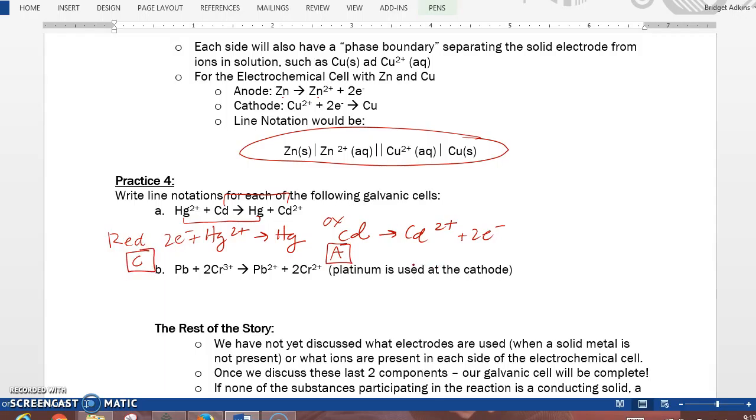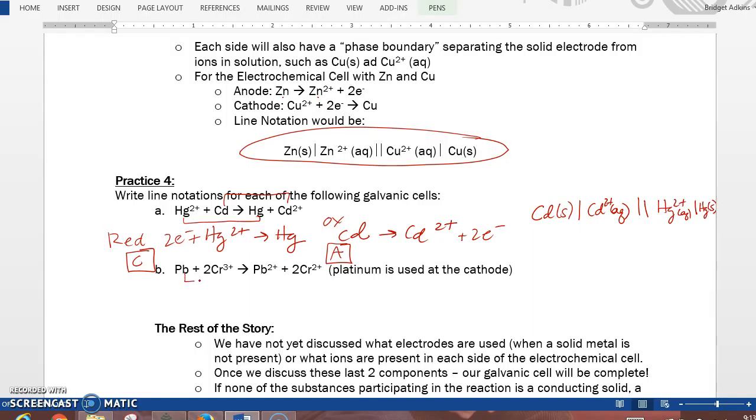So when I go to do my line notation, the anode goes first, the cathode goes second. So we've got cadmium solid, single line, cadmium 2+ aqueous, separated by a salt bridge. And then we've got mercury 2+ aqueous, single line, mercury solid.